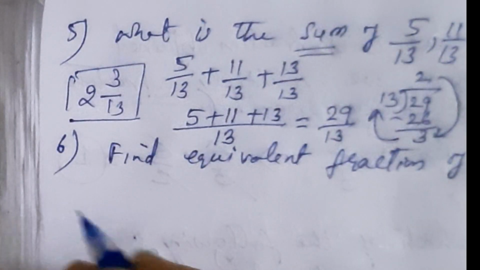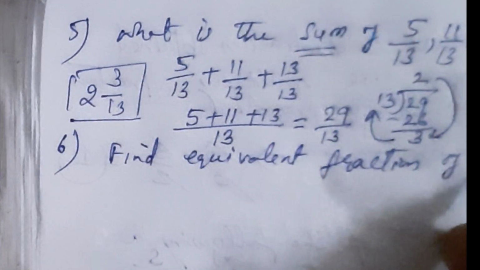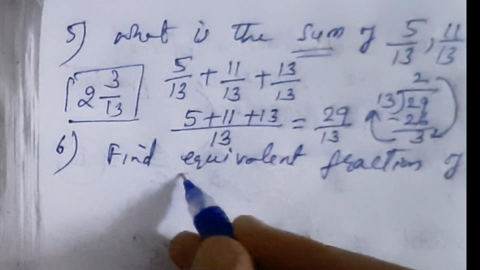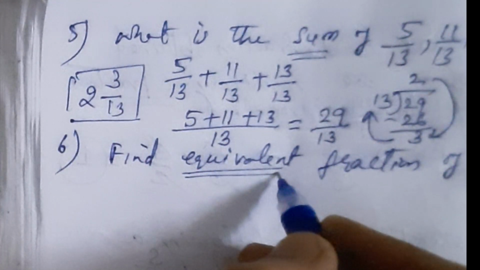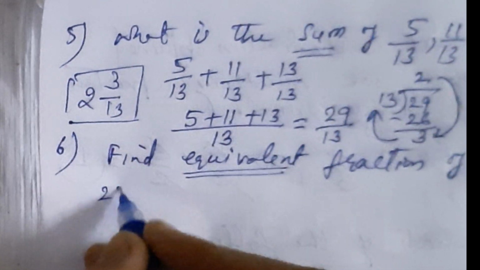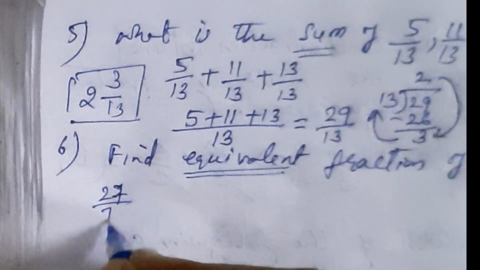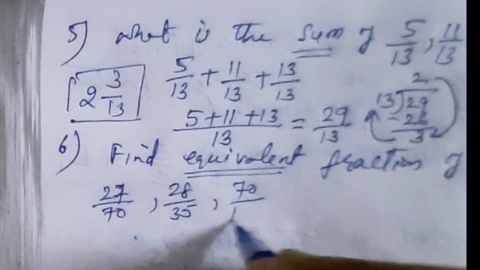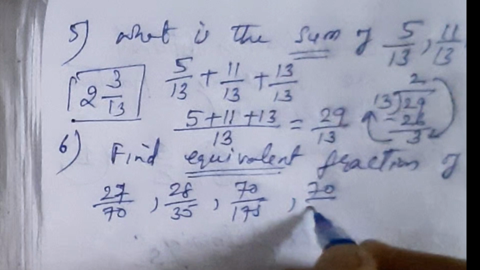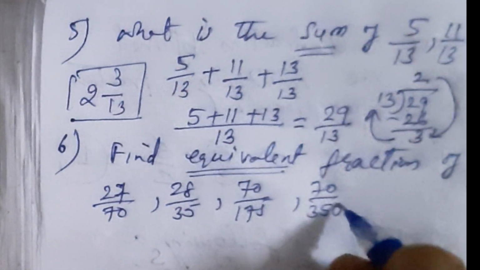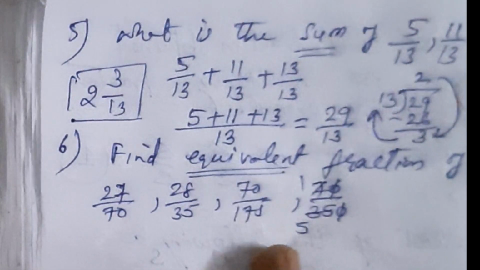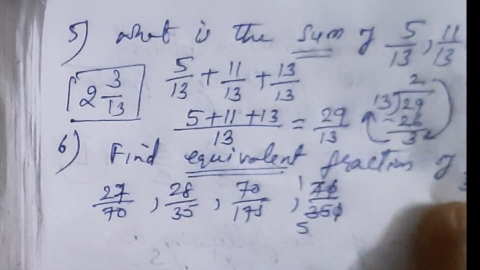Now the next question, the sixth one: find the equivalent fraction of 14 upon 35. This also we did in a previous question. When they ask for the equivalent fraction, we need to either go for the multiples or divide the number. Here the options are given: 27 upon 70, 28 upon 35, 70 upon 175 and 70 upon 350. Let's check one by one. Here we can cancel both the zeros. 7 ones are 7, 7 fives are 35. It's 1 by 5 which is not equal to 14 by 35.